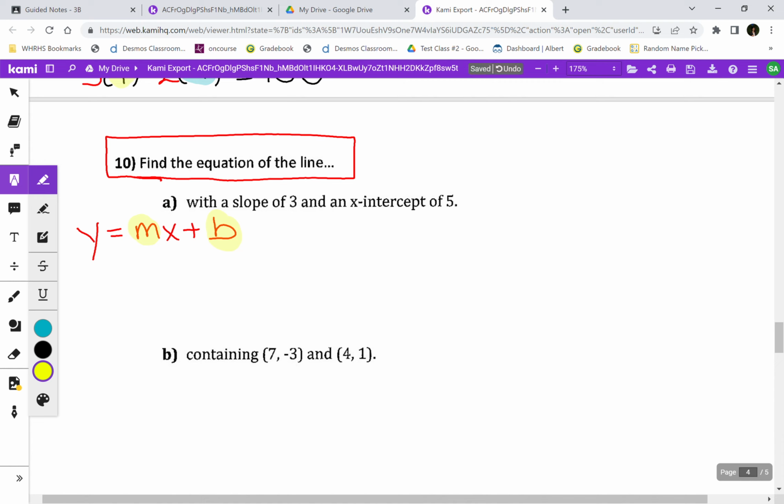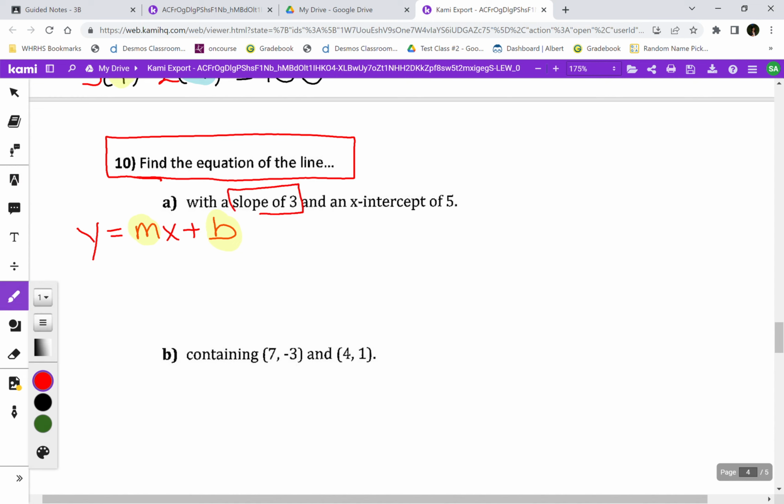So it says this line has a slope of 3. Where should I put that 3 in for? Which variable? James. M. So this is going to be y equals 3x plus b. Is this good enough? No. It says it has an x-intercept of 5. Is b the x-intercept or the y-intercept? The y-intercept.